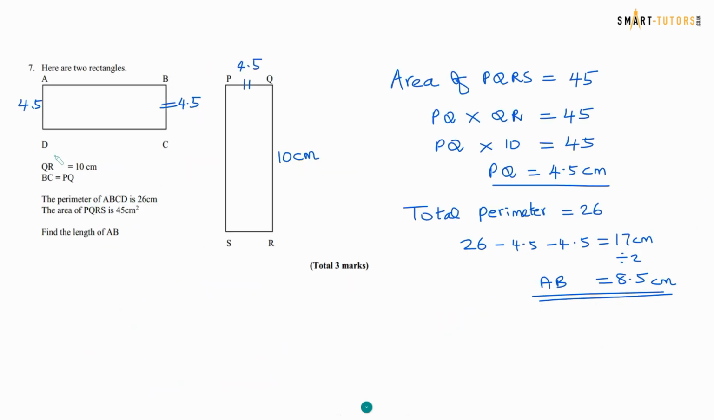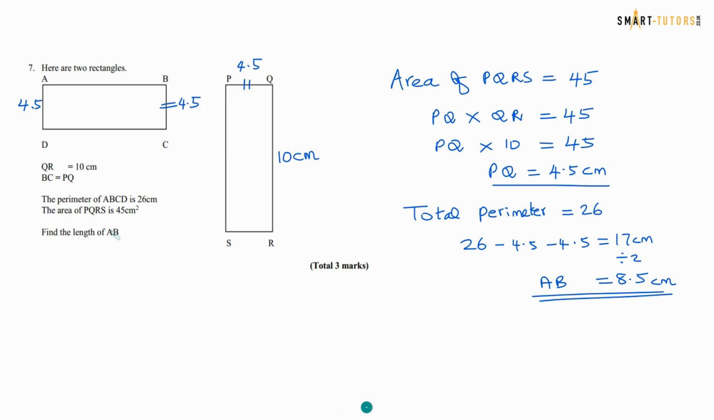Question number 7. Here are 2 rectangles, QR equals 10 centimeters. I already marked the 10 centimeters here. The area of PQRS is 45. From that, area equals length times width, so PQ times QR equals 45. PQ is not given, QR is given as 10, so 10 times PQ is 45, so PQ is 45 divided by 10, which is 4.5. PQ equals BC, so BC is 4.5 also. Opposite sides of a rectangle are equal, so the opposite side AD is also 4.5.